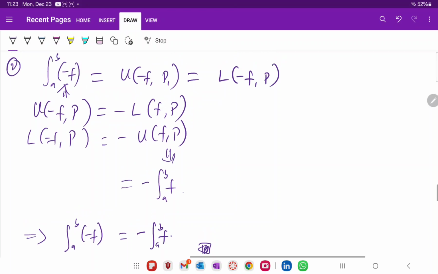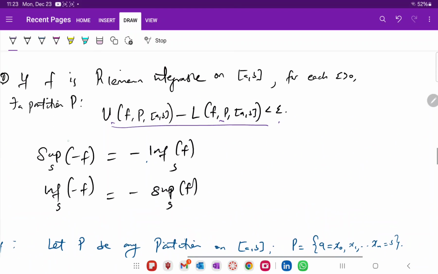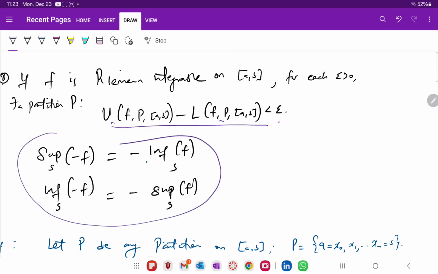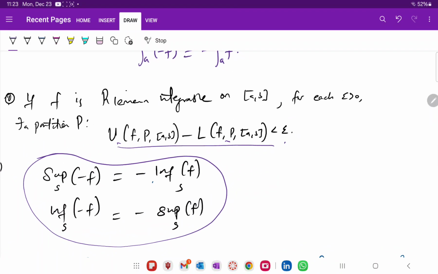So the key of this question is to know the properties of supremum and infimum. Once you note these properties, then you are done with the solution. We are going to continue with the next problem in the next video, which has about 8 questions, nice questions for us to check in this session.